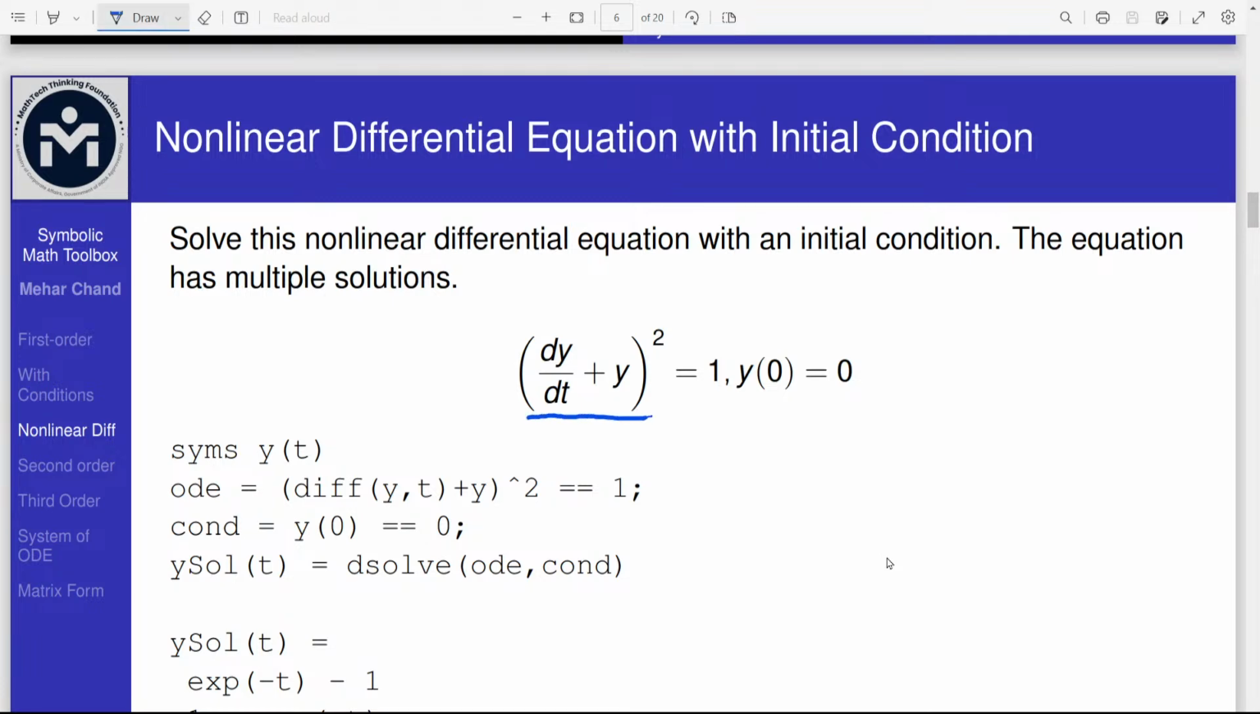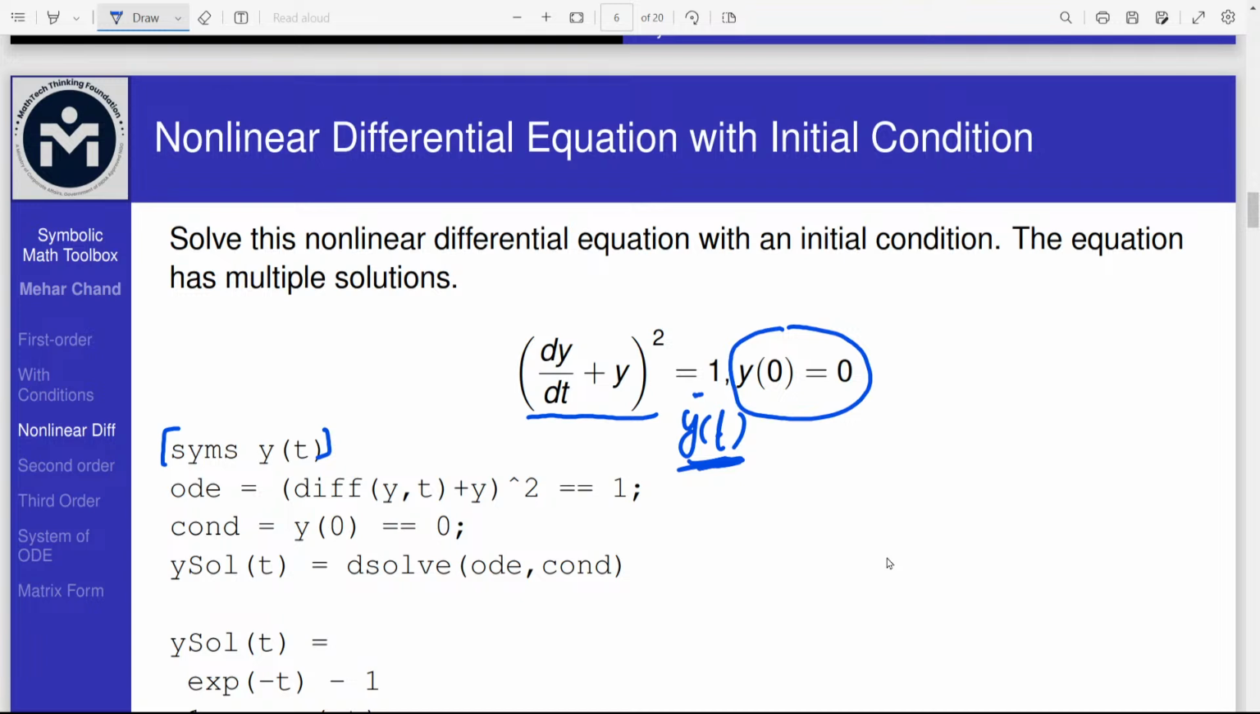We are given this differential equation dy/dt plus y squared is equal to 1, and this is the condition y(0) is equal to 0. So this is the same way but different. First we need to define a symbolic variable. This differential equation involves y(t), so first we need to declare this symbolic function, and then we proceed.